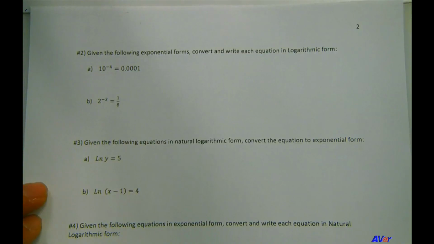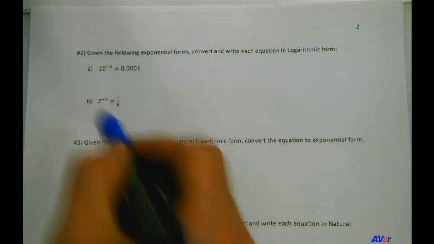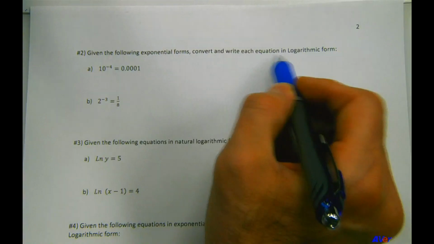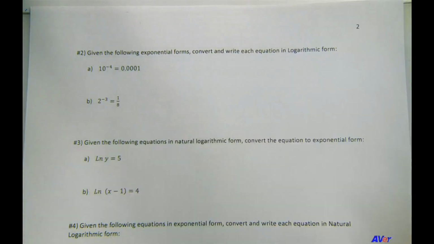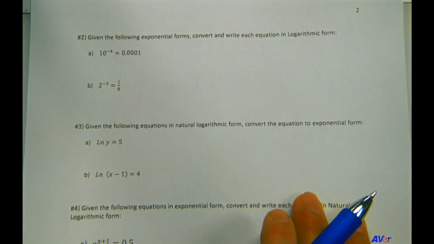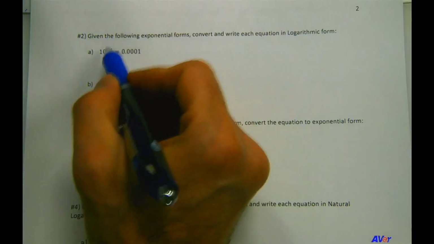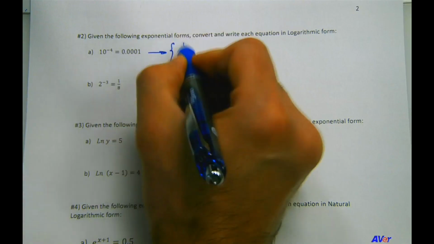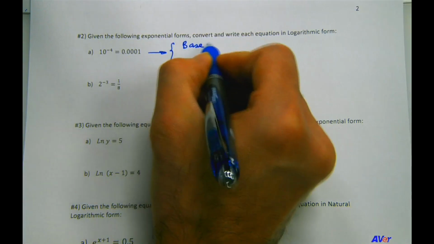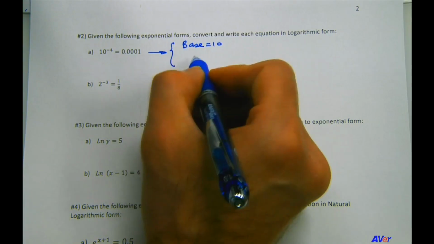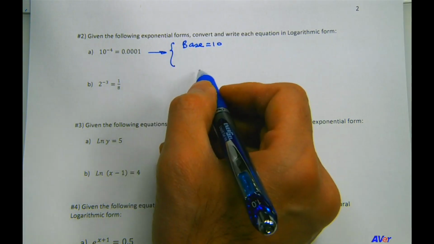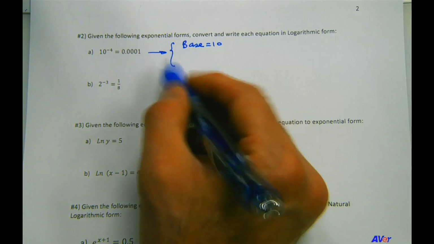Here it says, given the following exponential forms, convert and write each equation in logarithmic form. So we want to do the opposite of what we did in the previous exercise. Let's break this up into its different components. The base is 10. You don't have to go through this. I'm just showing anyone who may have difficulty with this how this is done.